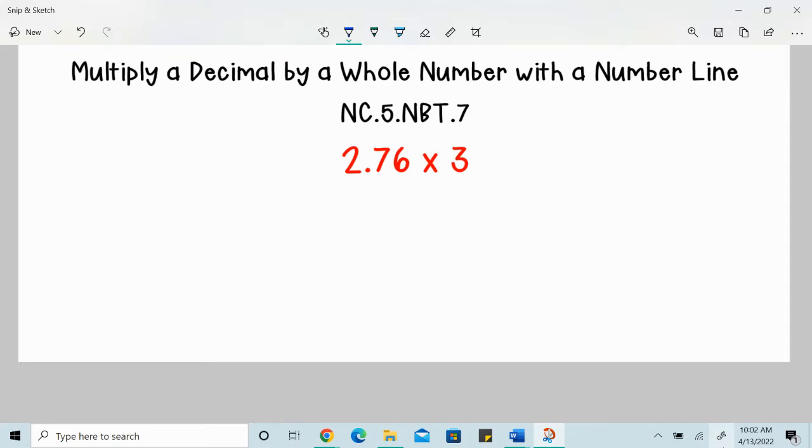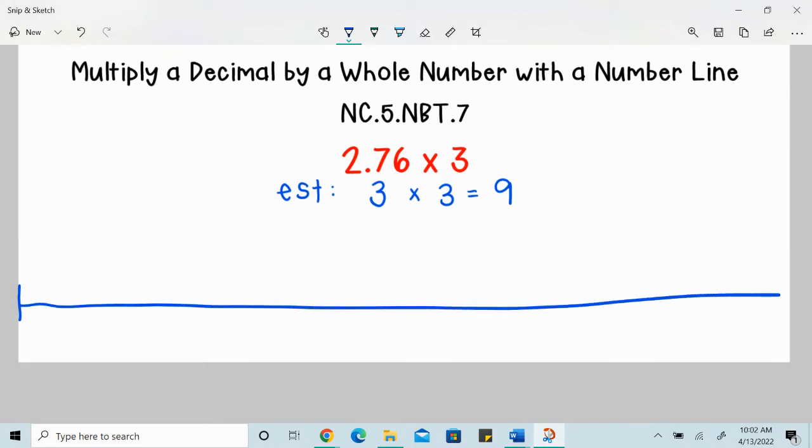Before we begin to solve, we want to estimate so that once we have our final product, we can determine whether it is reasonable or not. When I look at 2 and 76 hundredths, I think about rounding that to 3 wholes. And then I know that 3 times 3 is equal to 9. So that lets me know that our actual answer will be around 9. However, I know that it will actually be less than 9 since I rounded the factor of 2 and 76 hundredths up when I rounded it to 3 for my estimate. So again, my answer will be around 9, but less than 9.